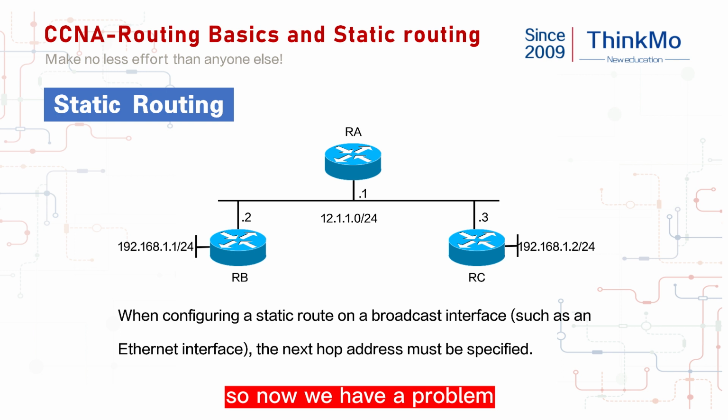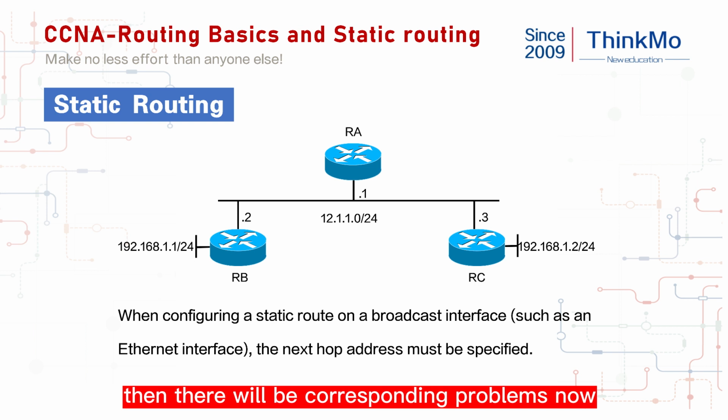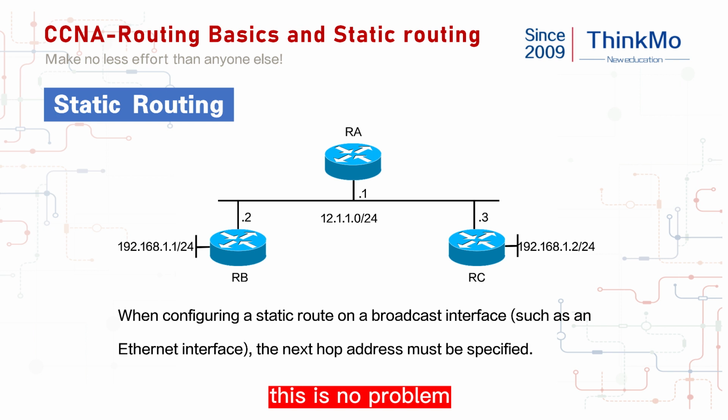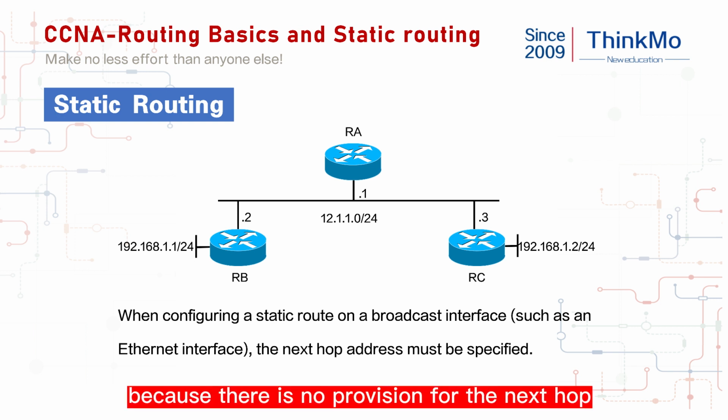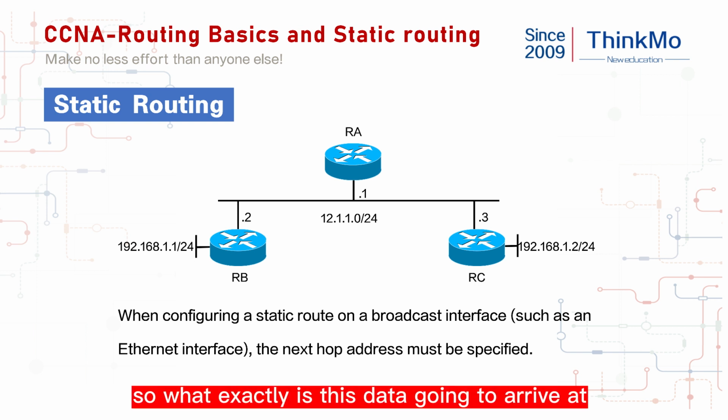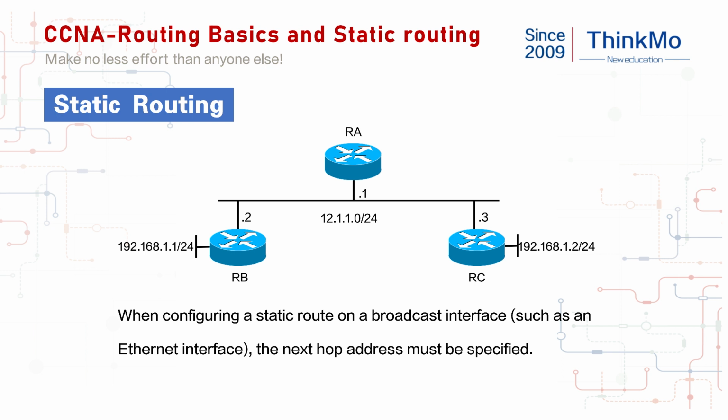So now we have a problem. If RA wants to go to 192.168.1.1 and uses an outgoing interface, there will be corresponding problems. Data can come out of this interface, this is no problem. But after the data comes out, whether it goes left or right, we have to consider, because there is no provision for the next hop. So what exactly is this data going to arrive at, our RB interface or our RC interface? We don't know. So it creates problems.